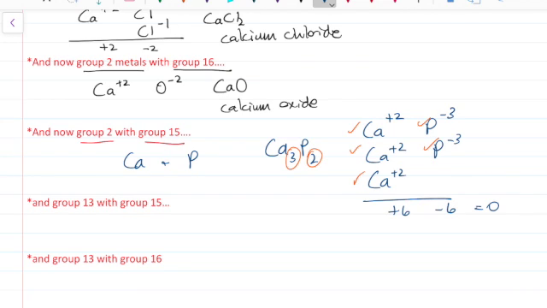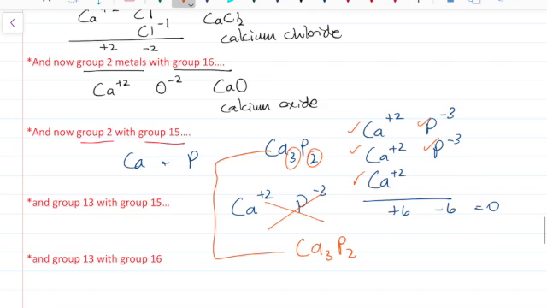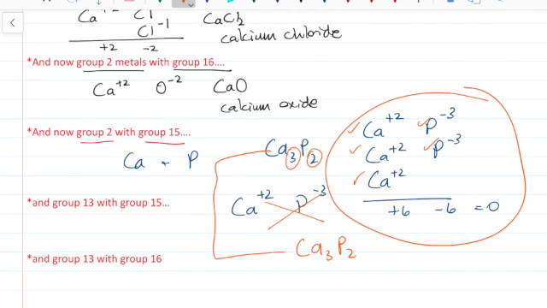1, 2. You're like, hold up, Miss Arrington. What about that switcheroo thing you did? Okay, you can do it that way. Ca plus 2, P minus 3. Switch the numbers. Ca3, P2. Same answer. Make sure you understand why, though.